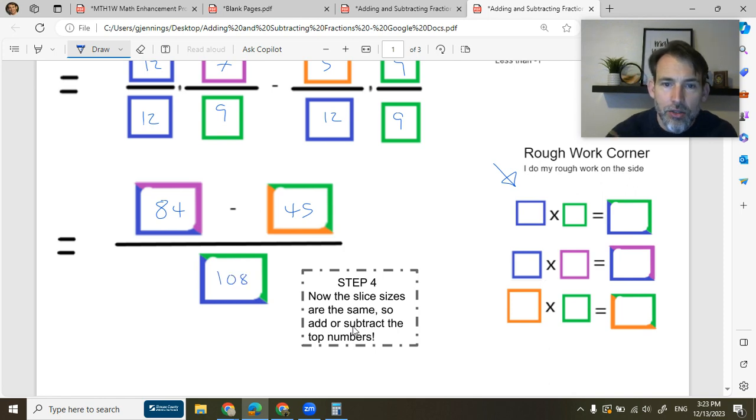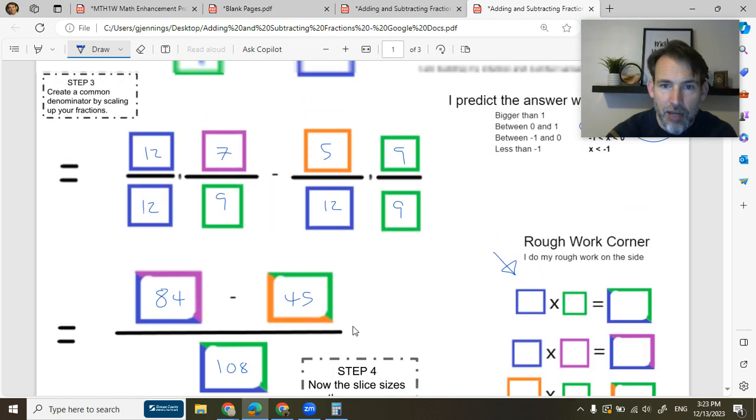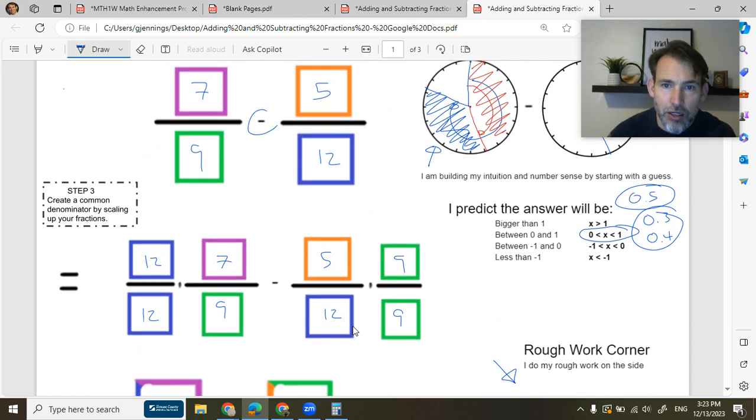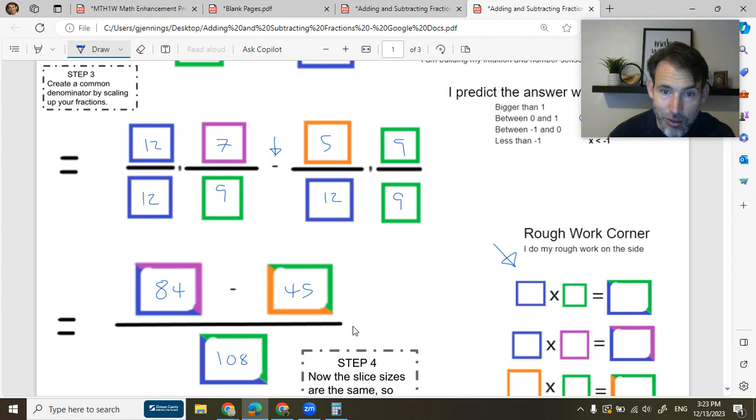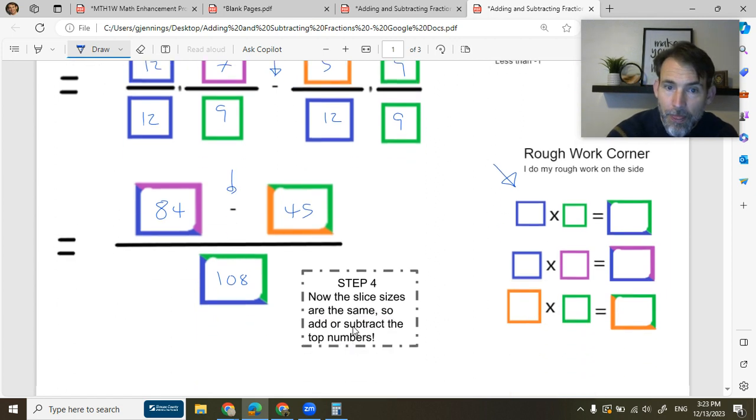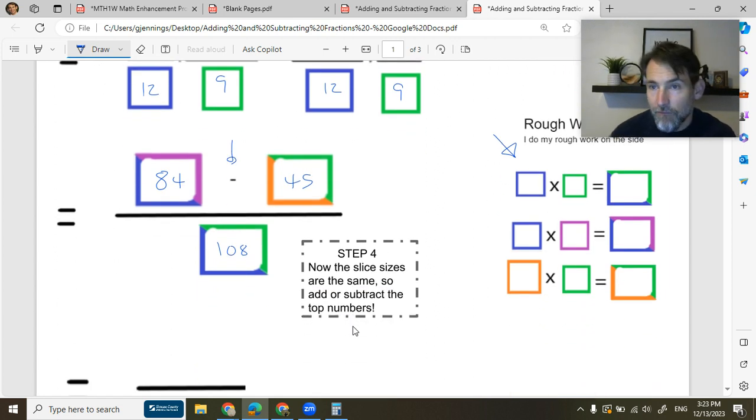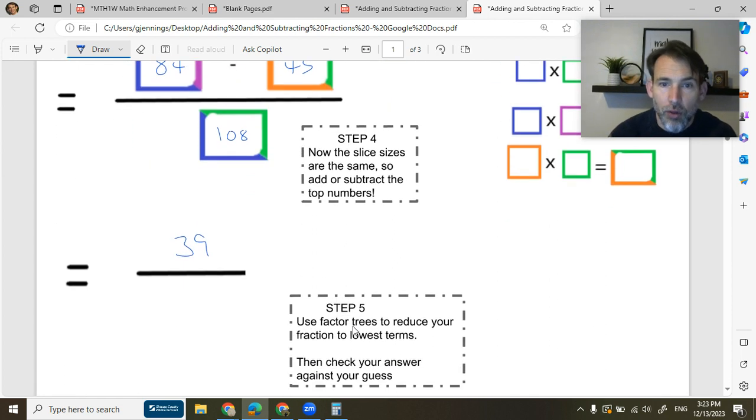Okay, so now the slice sizes are the same. Because we're subtracting here, this sign is correct. It's still minus, and this is still minus. Cool. 84 minus 45 happens to be 39 over 108.